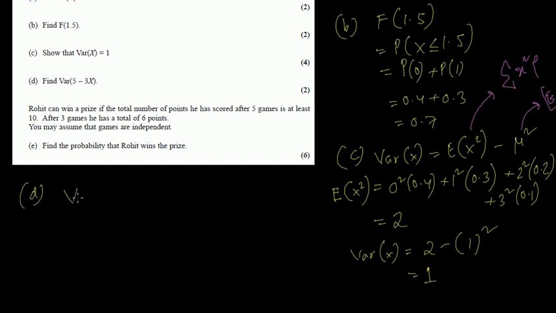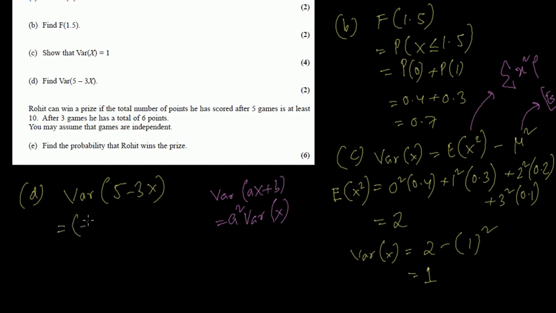In question number D, what we have to do is find the coding. So variance of 5 minus 3X. If you remember coding, if it is variance of aX plus b, all you do is take the coefficient of X, square it, and multiply it with the variance, and the b is not needed at all. The coefficient of X is minus 3, so minus 3 whole squared into variance. This 5 is not needed, so 3 squared is 9, and variance is 1, so 9 is the answer.